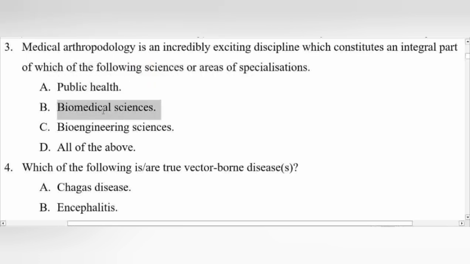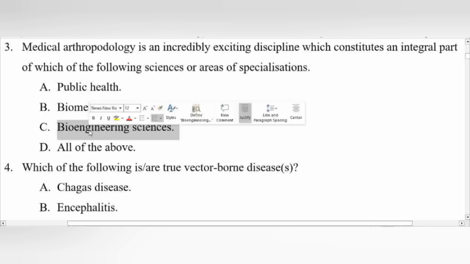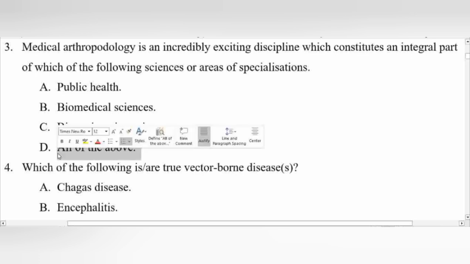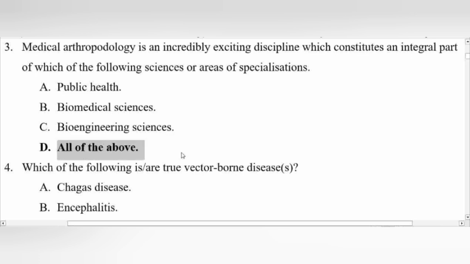Then biomedical sciences, like the biological sciences, people who are interested in biology, or medical students, nurses may study courses which may include medical arthropodology. Medical arthropodology can be an integral part of biomedical sciences. And then when it comes to biomedical engineering, that one too is true. Let's say those who are interested in genetic engineering, for example, they may also be interested in arthropods of medical importance or biological importance. And so our best option here should be all of the above. All of the above.